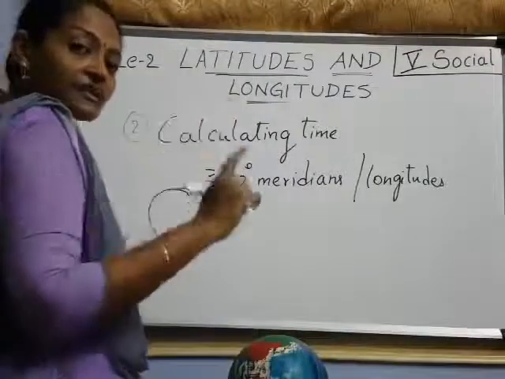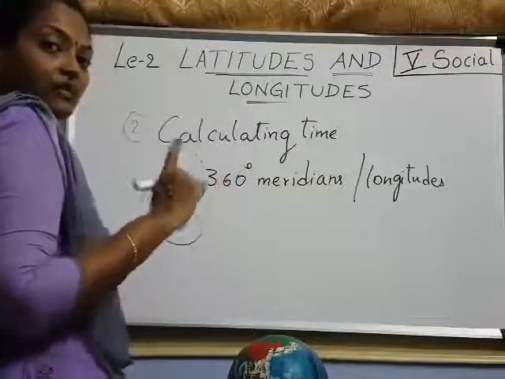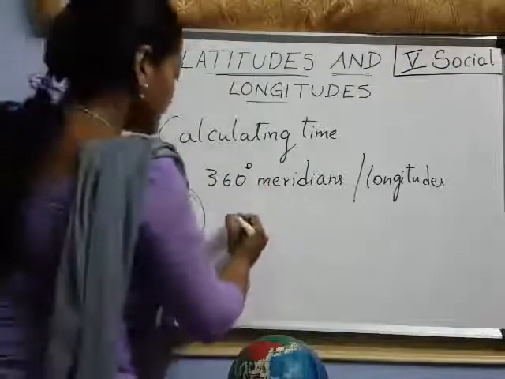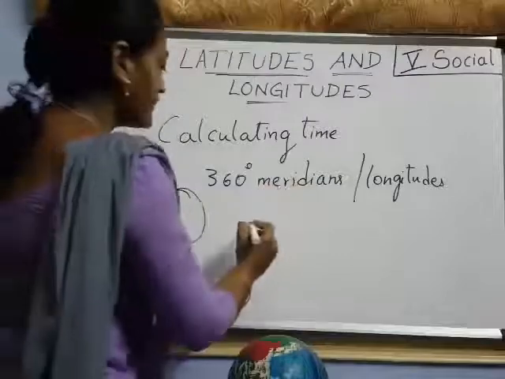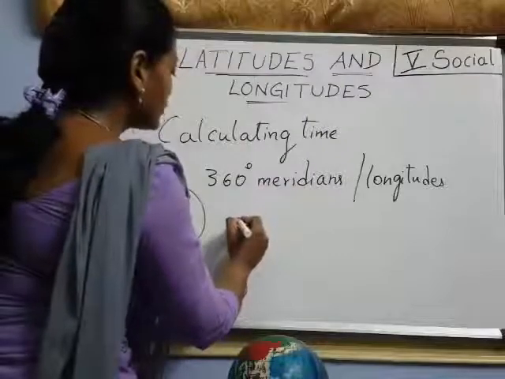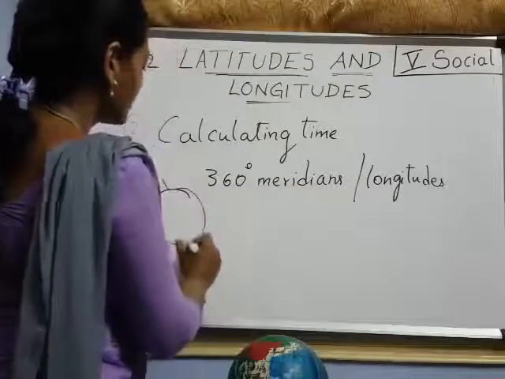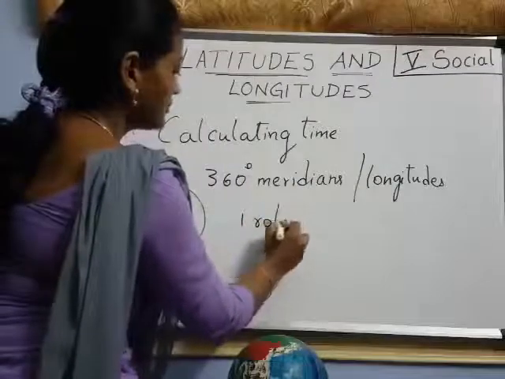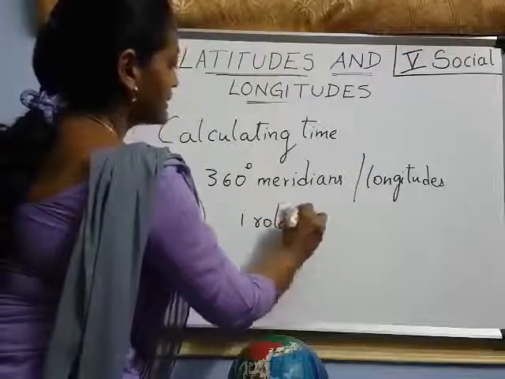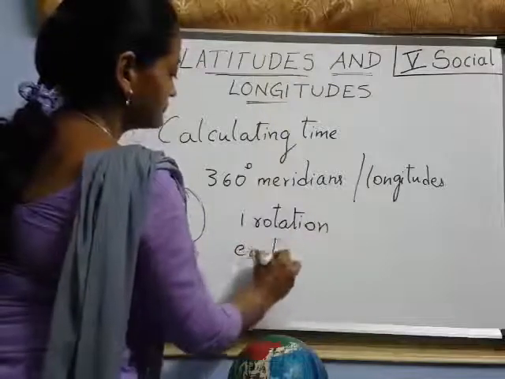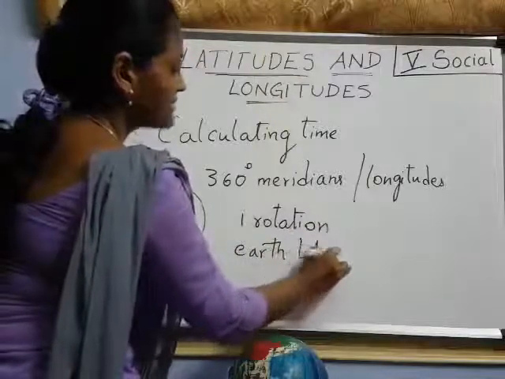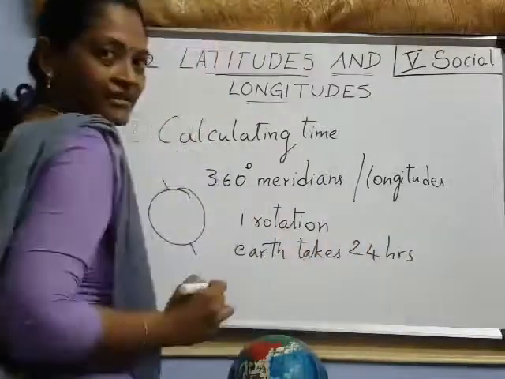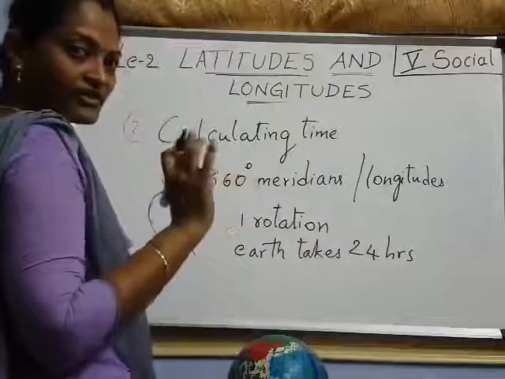You learned in the previous class, what did you learn? To complete one round, how many hours do we take? Tell me. Yes, the earth completes one round, one rotation on its axis, and takes how many hours? 24 hours, right? For one rotation. Rotation means movement.